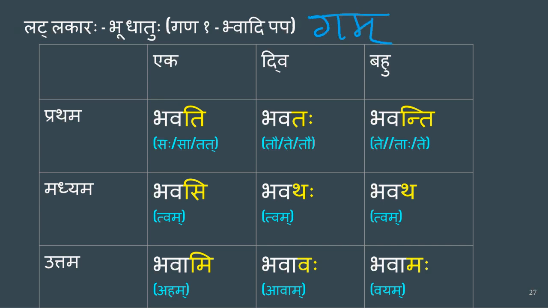Gam dhatu, actually, is a special one. There's another rule for that. For the first part, it becomes gaccha. After gaccha, you can add these suffixes: ti, taha, the same thing again. Gacchati, gacchataha, gacchanti. Then gacchasi, gacchataha, gacchatha, gacchami, gacchavaha, gacchamaha.